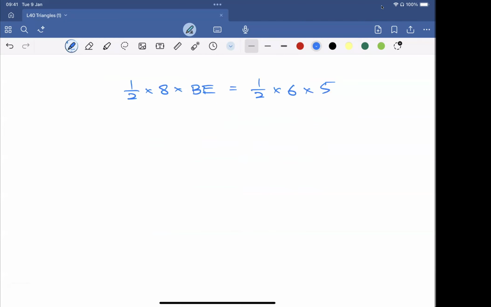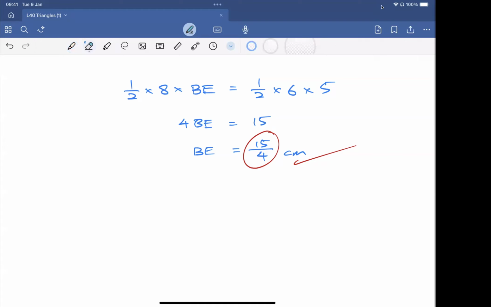Do you think you can find BE already? Yes. Okay, so what is half times 8? 4. 4BE equals to, can you calculate this? Equals to 15. So what is BE? 15 divided by 4. Can I leave my answer like that? Yes. You can leave your answer as an improper fraction as long as you simplify it, then you will not lose marks.